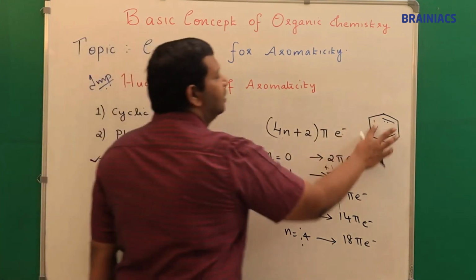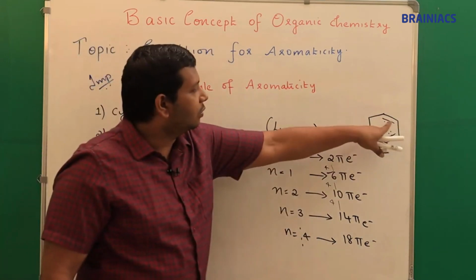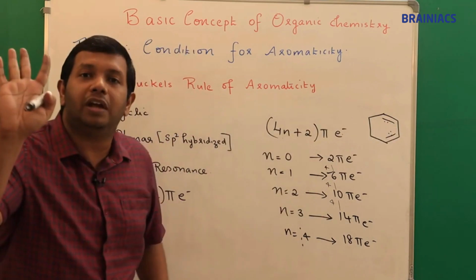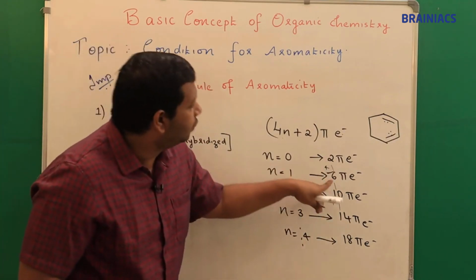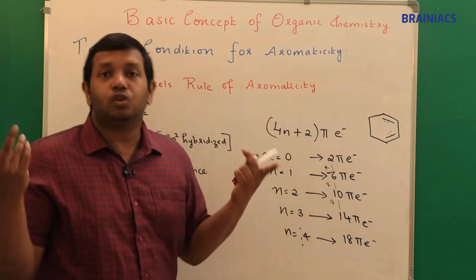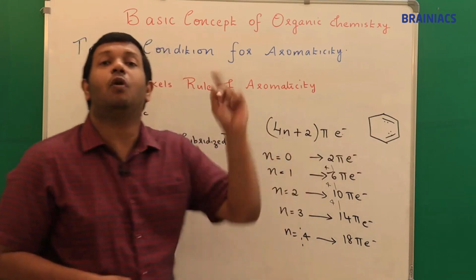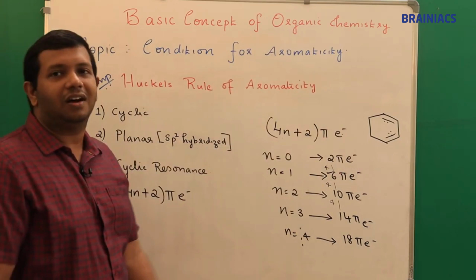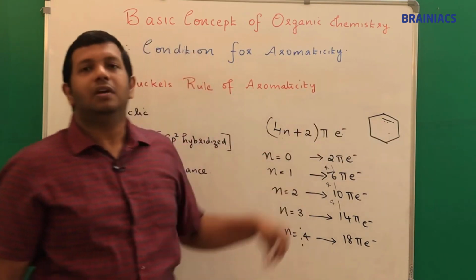Suppose the structure is like this. Now tell me how many pi electrons are there? Here 2 pi electrons are there, here 2 are there. So 2 plus 2, how many are there? 4 is there. Now I am looking here, is 4 present anywhere? After 2, 6 is there. After 6, 10 is there. 10, then 14, then 18. There is no 4. That means it is not following Huckel's 4n plus 2 pi electron rule. Understood? So very simple.